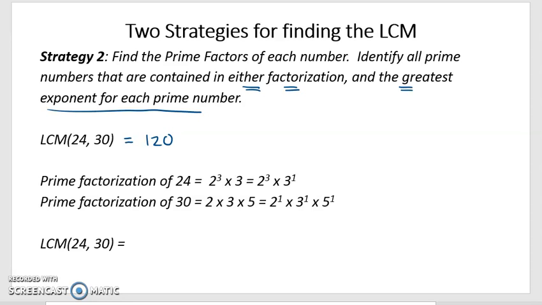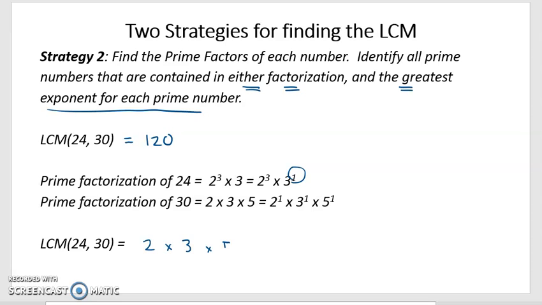The prime factorization of 24 is 2 to the third times 3. And remember, you have to write that exponent: 3 is 3 to the first. For 30, it's 2 times 3 times 5. So the first step is this: identify all prime factors that are in either of these two numbers. 24 has the 2 and the 3. 30 has a 2 and a 3, but also has a 5.